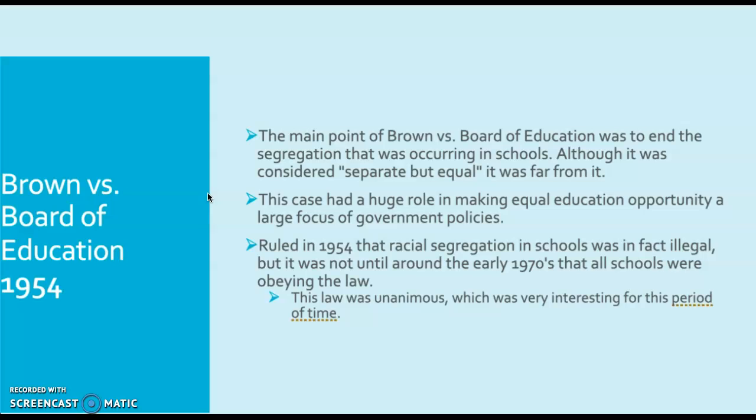So this particular case had a huge role in making equal education opportunity a large focus of government policies. And it was ruled in 1954, actually, that racial segregation in schools was in fact illegal. However, it wasn't until around the early 1970s that all the schools in the U.S. were obeying the law. So it took around 20-ish years, a little less, to actually get that into action. And surprisingly, the law making this was unanimous, which I found very interesting for this time period.